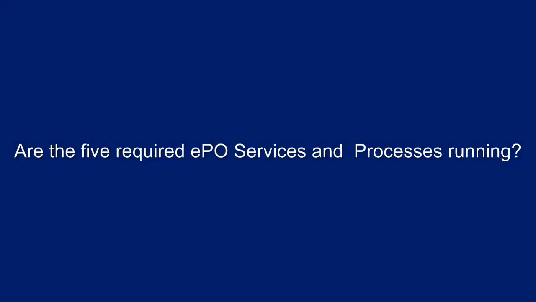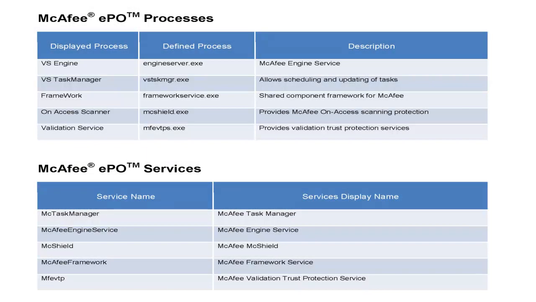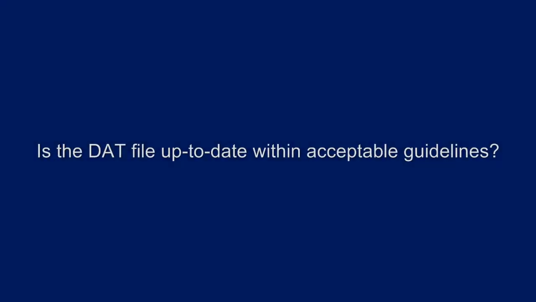Next, we want to validate that the 5 required services and 5 processes associated with VirusScan are configured and running correctly. If any one of these fails because it is stopped, it is a critical problem that the EPO console cannot remediate alone. And last, we want to validate that the signature file is up to date within acceptable guidelines.